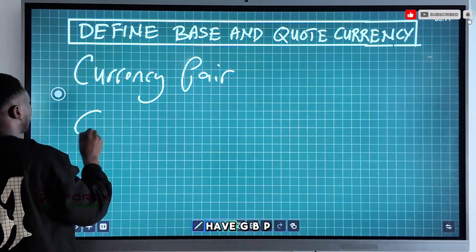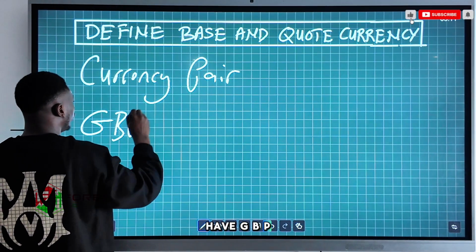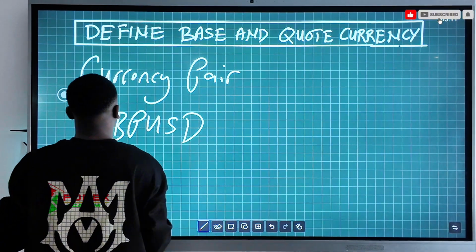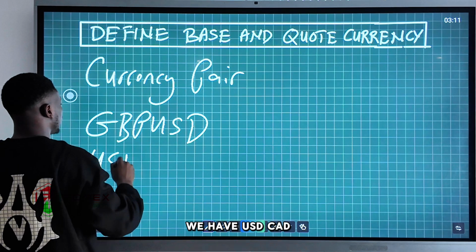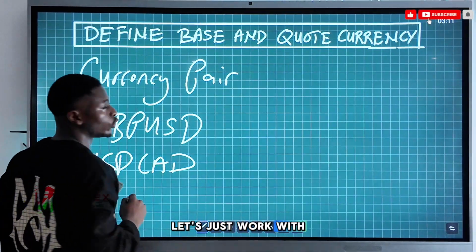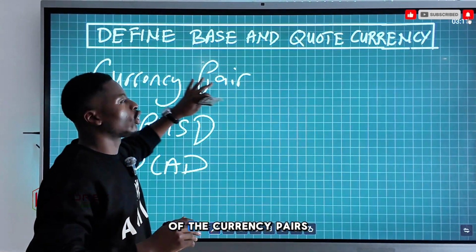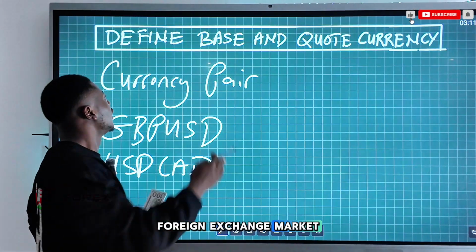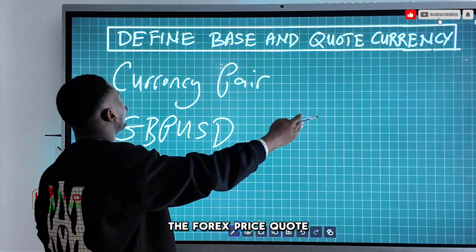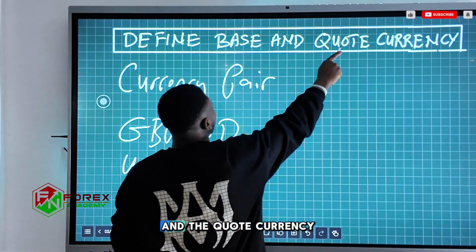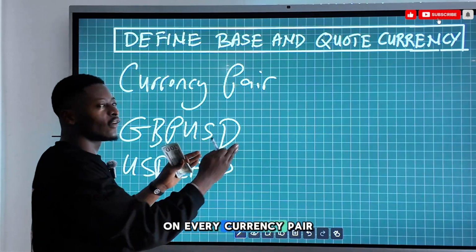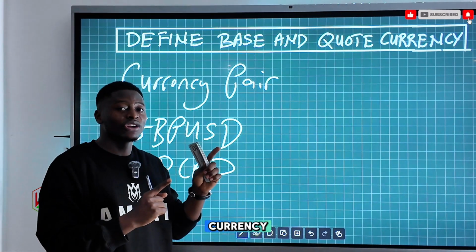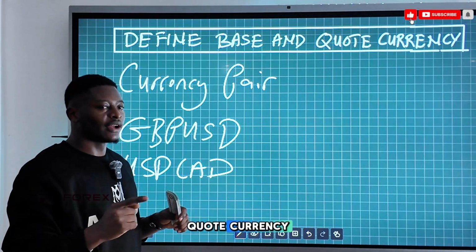Example of a currency pair, we have GBP USD. We have USD CAD. Let's just work with those two examples. So these are examples of the currency pairs we trade in the foreign exchange market. Now the forex price code simply defines the base currency and the code currency. On every currency pair, we have the base currency and we have the code currency.